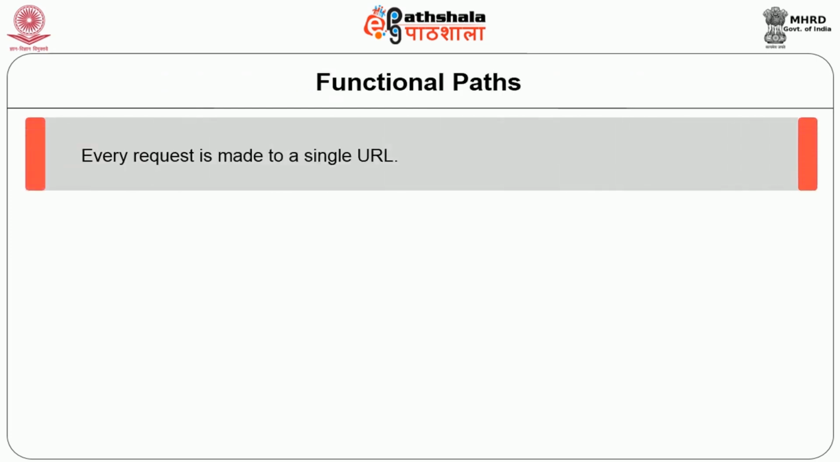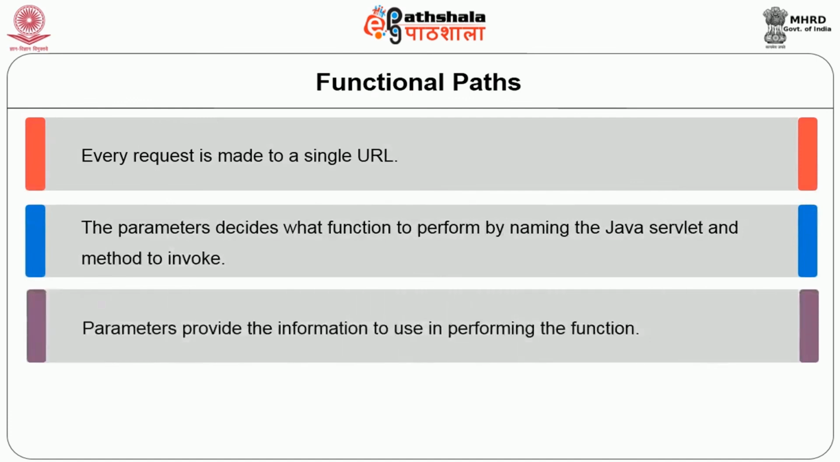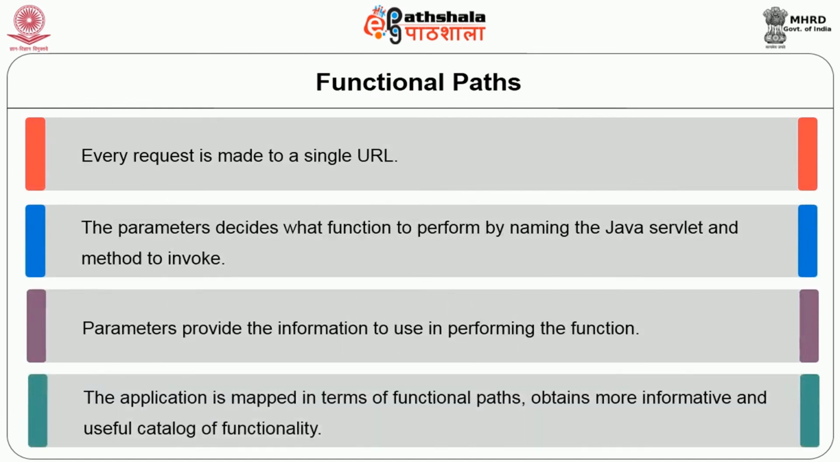So every request is made to a single URL. The parameters of the request are used to tell the application what function to perform by naming the Java servlet and method to invoke. In the example, the servlet was transfer funds, so it is clear that this servlet is transferring the funds, and by looking at the parameters, additional information is obtained about from which account to which account.